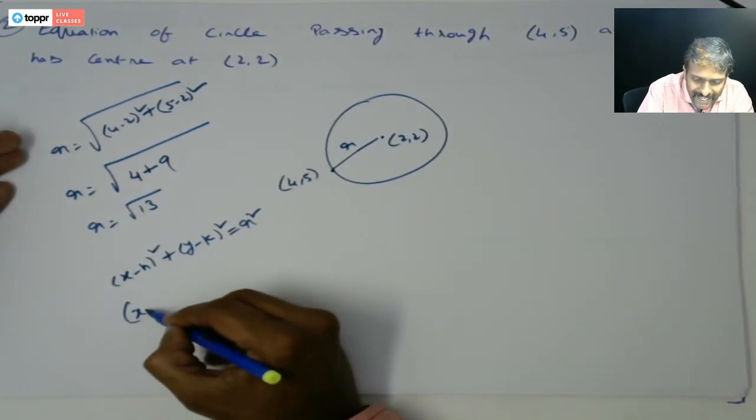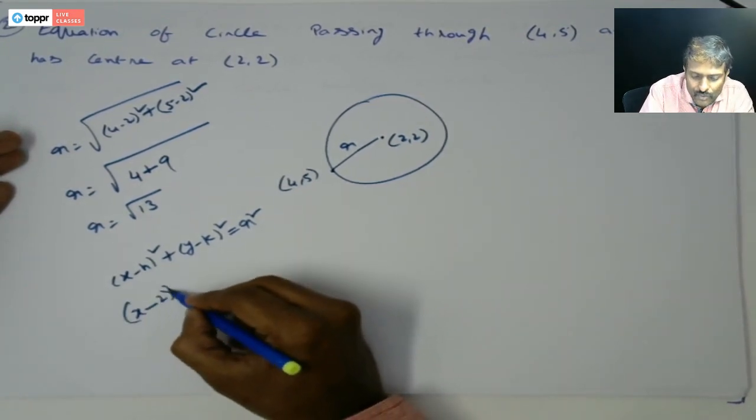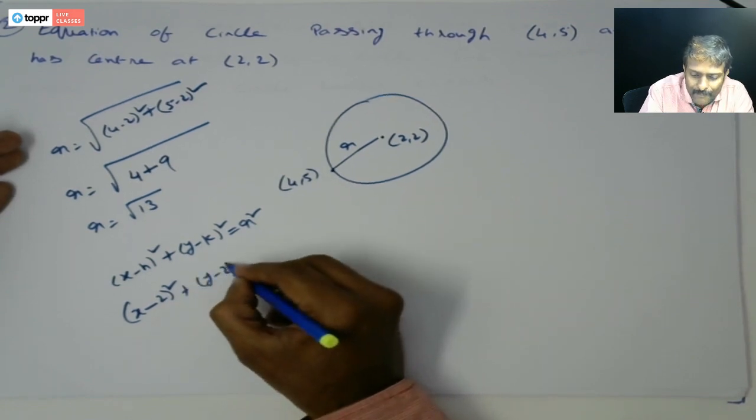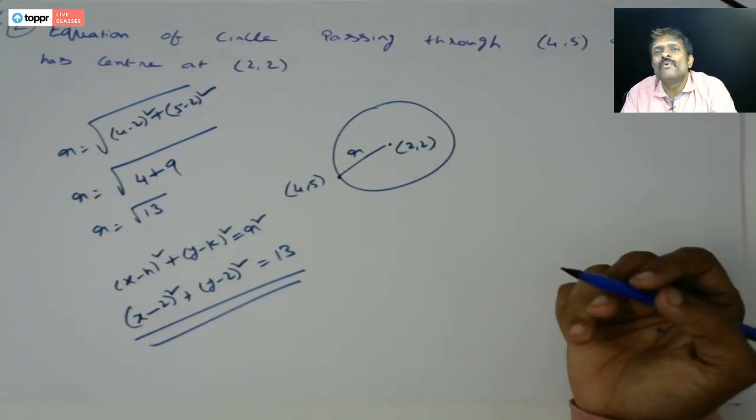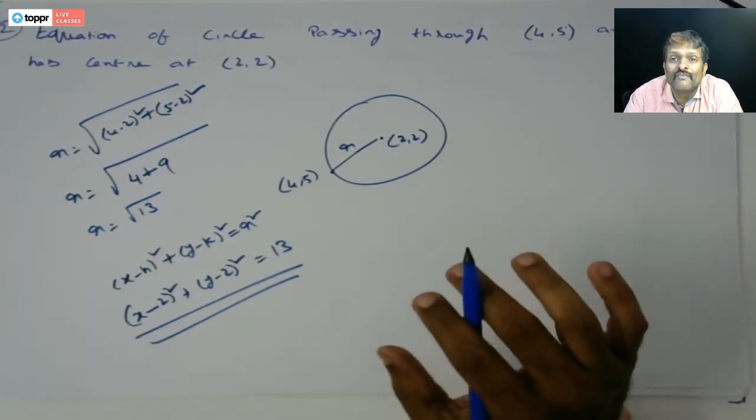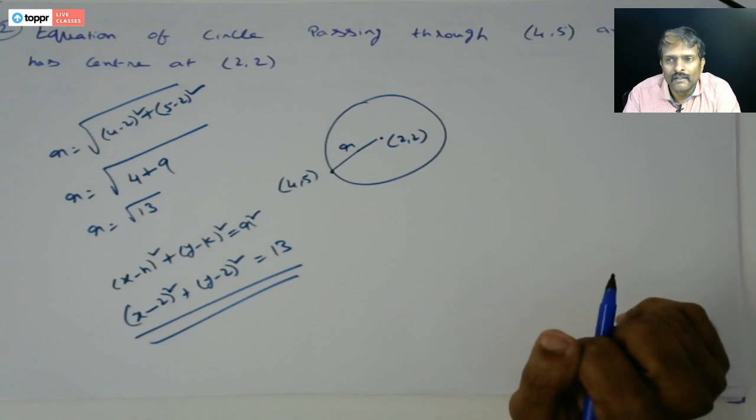So here (x minus 2) square plus (y minus 2) square is equal to 13, is the equation of the circle which we are trying to find out, right?